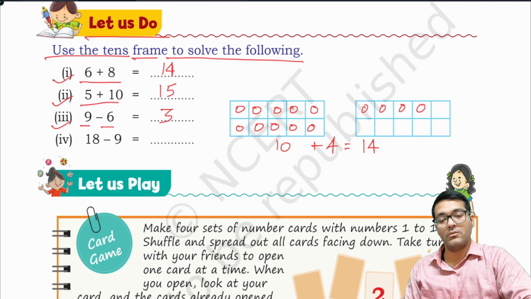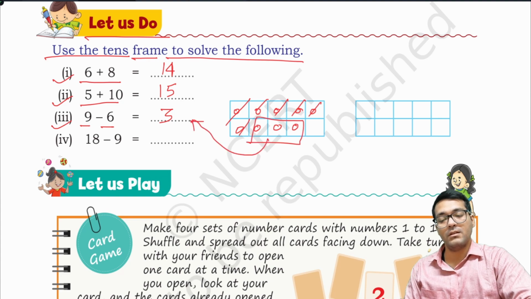That means to do this, we have to make 9 dots here, and after drawing 9 dots, you have to remove 6 dots. 1, 2, 3, 4, 5, 6, 7, 8, 9. And you have to remove 6 dots. 1, 2, 3, 4, 5, 6. 3 remains. That means 3 is the answer. Similarly, for the fourth one, that is 18 minus 9, you have to draw 18 dots and just remove 9 dots. You will get 9 dots.